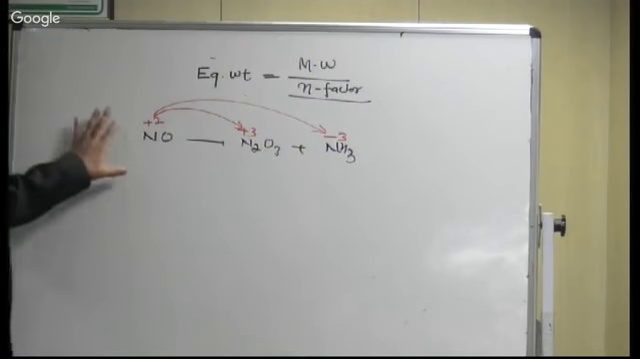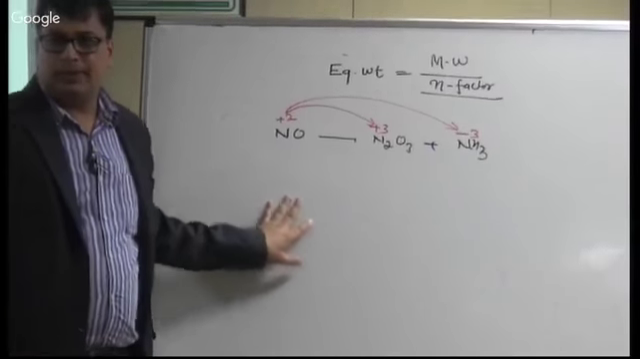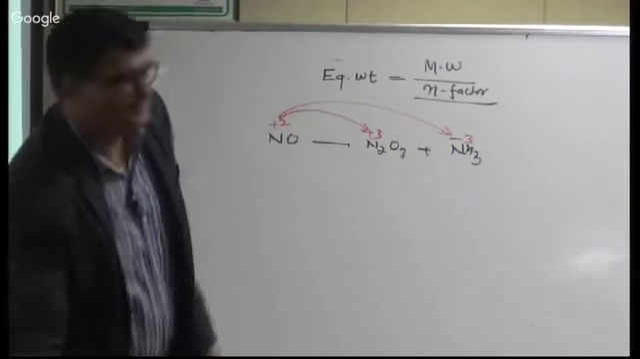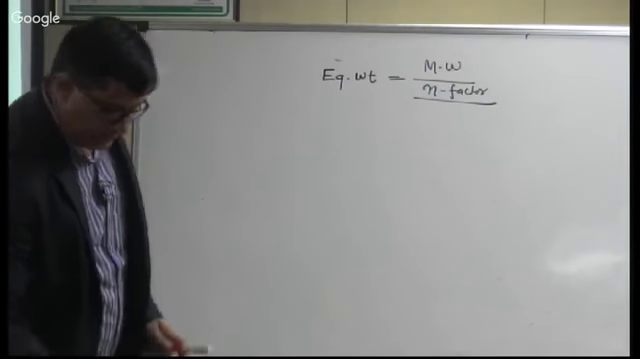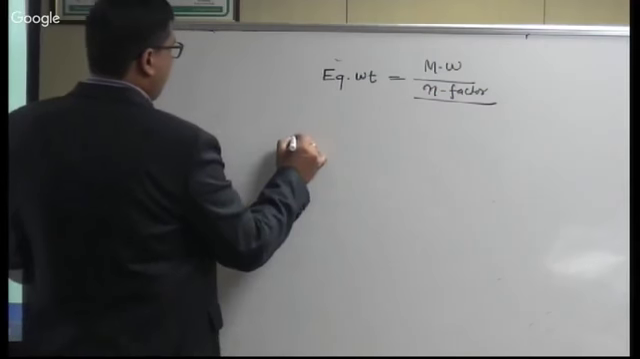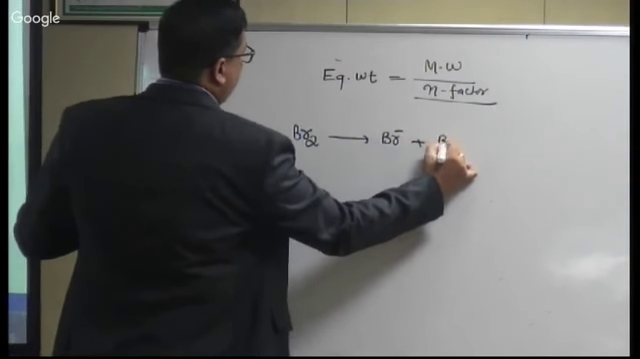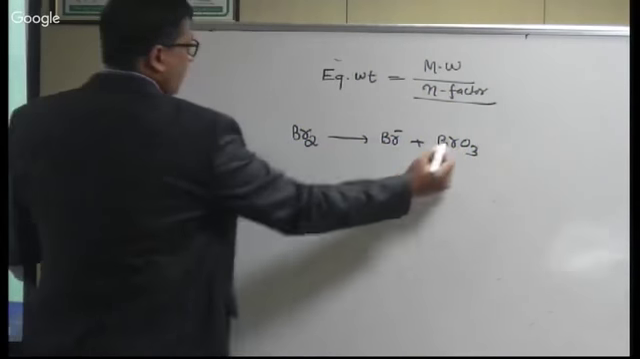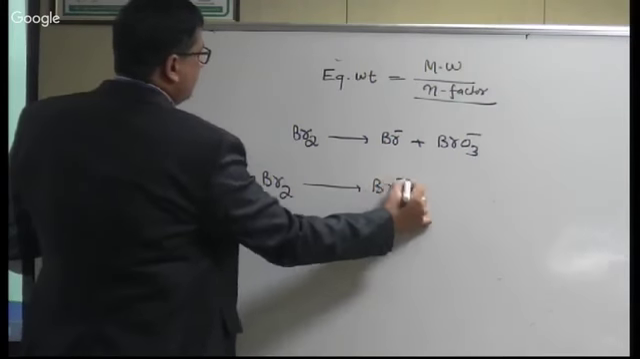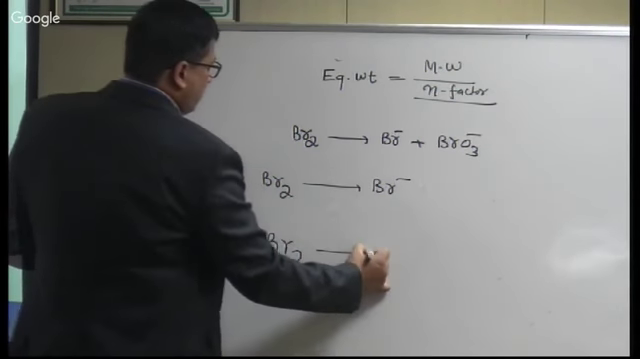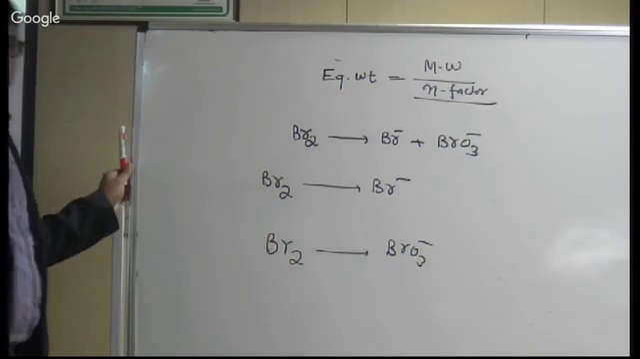Do you know how to calculate the disproportionate reaction n factor, or I will give you the example? Example. See, disproportionate reaction. Let's say bromine Br2 gives Br minus and BrO3 minus. Okay. So you have to write down two reactions. Now balance these reactions.